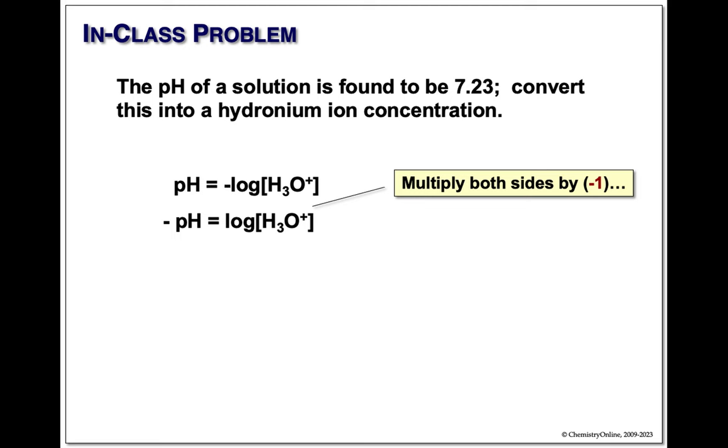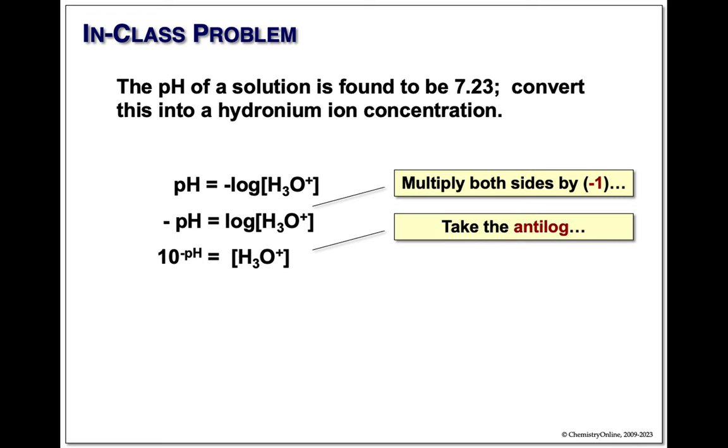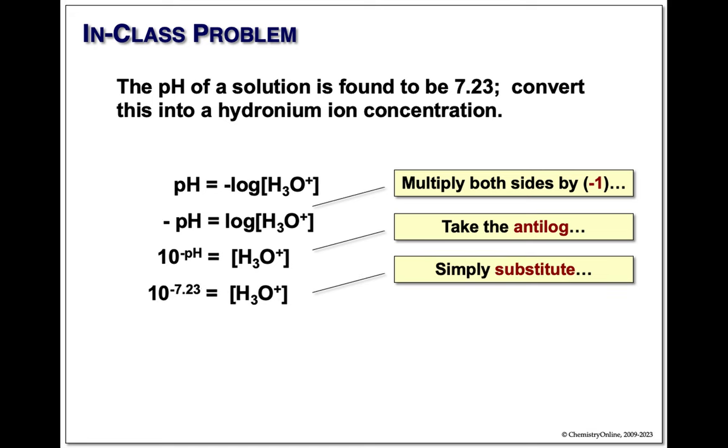Next, we're going to take the anti-log. The anti-log of log is just the number. And the anti-log of this side is 10 to this power. So 10 to the minus pH gives us hydronium. Let's substitute. 10 to the minus 7.23 should give us hydronium ion concentration.